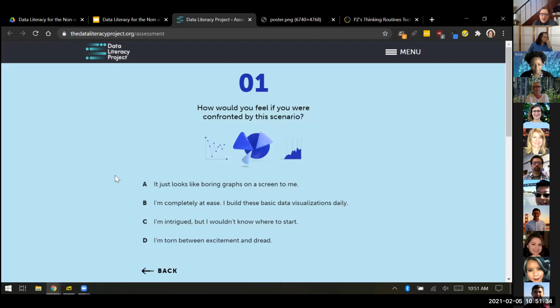Question 1. How would you feel if you were confronted by this scenario? Three charts with no labels. My choices are: it looks like boring graphs on a screen; I'm completely at ease, I build these all the time; I'm interested, but I don't know where to start; and I'm torn between excitement and dread, which is honest and fair. I'm going to choose C for this one: I'm intrigued, but I don't know where to start.